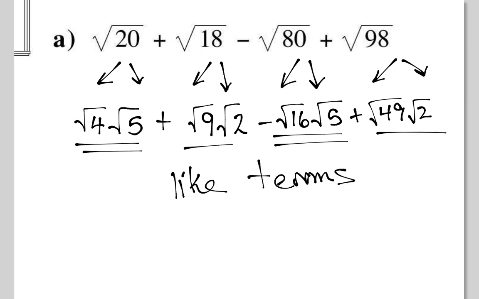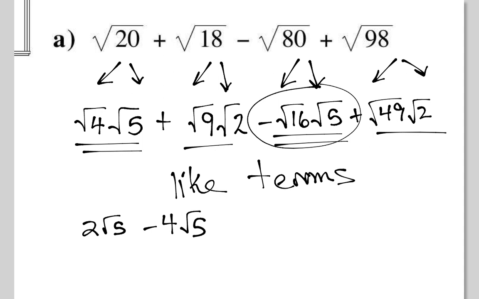Like terms. So the 5s go together. What do we have here? 2 root 5, and this one is minus 4 root 5. And you have to take the sign with it. This term here with the circle around it is negative. So when you combine it with this one, the positive and the negative work against each other. 2 take away 4, negative 2. Okay, now how about this one? What's that one going to be?